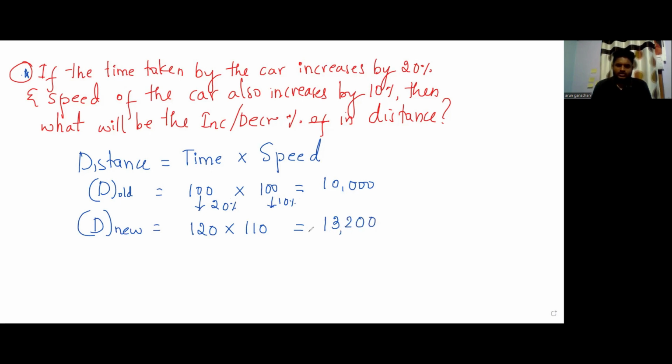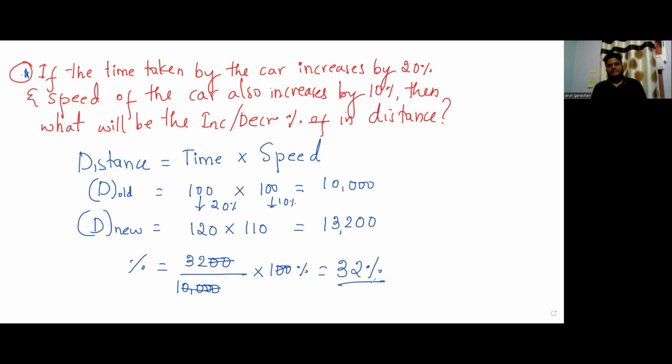So required percentage is equal to change in the value divided by initial value into 100%. What is the change in the value? 3,200. What was the initial value? 10,000. We'll cancel these two zeros and these two zeros. What am I left with? 32%. Is it an increase or decrease now? Increase, because from old we are getting the bigger value for new. Understanding this? Yes, sir. Okay.